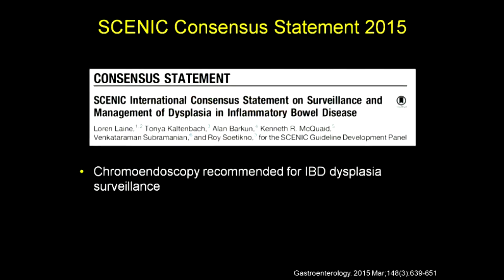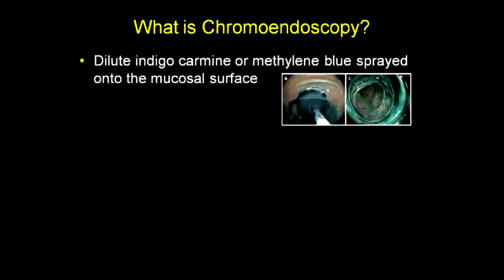In 2015, a group of experts got together and talked about the expert recommendations and best practices that we can be making for how we should be surveying for dysplasia in IBD. There were a lot of things that came out of this. It's called the SCENIC consensus statement. But one of the important things that did come out of this is the recommendation for chromoendoscopy to help in IBD dysplasia surveillance. So what is chromoendoscopy?